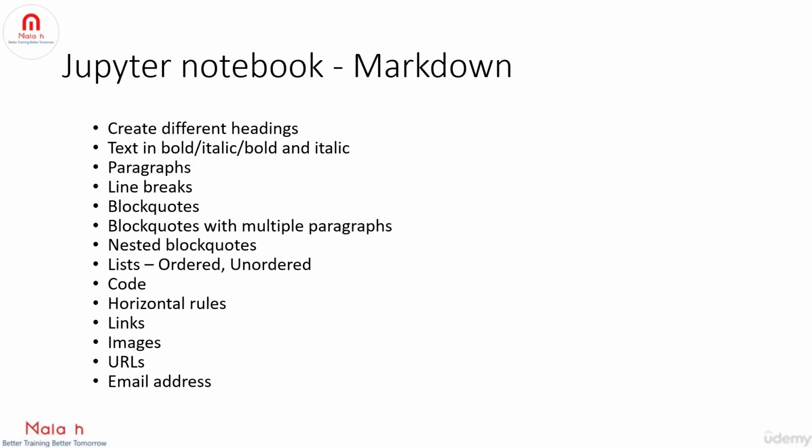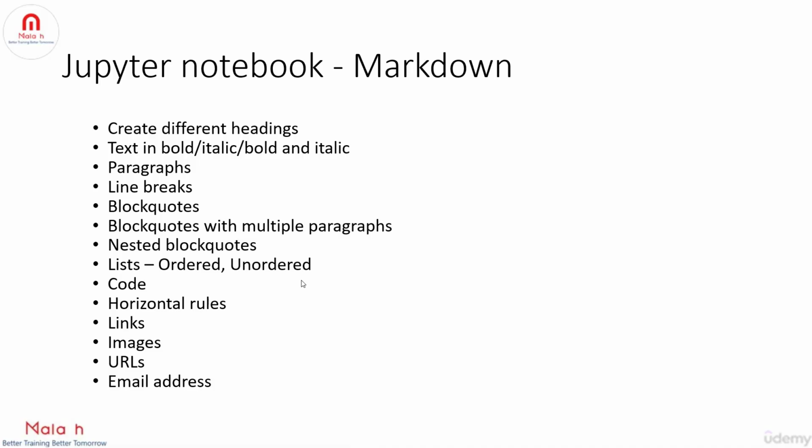In this lecture, let's talk about the Jupyter Notebook Markdown feature. Basically, the Markdown feature is available inside Jupyter Notebook, and it is used for documentation purposes. By using this Markdown feature, we can create different headings, make the text bold or italic, or bold and italic, create paragraphs, line breaks, block quotes with multiple paragraphs, nested block quotes, ordered or unordered lists, code, horizontal rules, links, images, URLs, and email addresses.